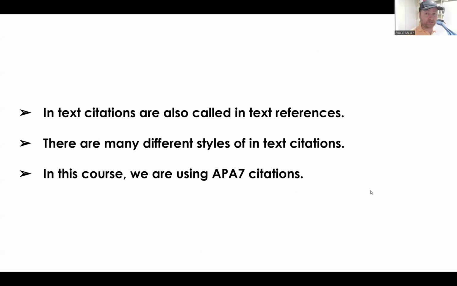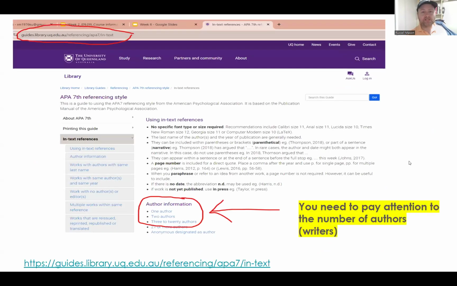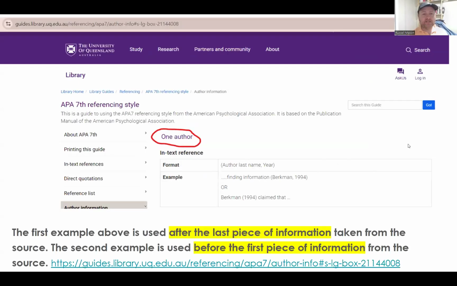In-text citations are also called in-text references. So if I say reference, it's the same thing. And there are many different styles of in-text citations, but in this course, we will use APA 7 citations. So this is the information from the APA 7 website. What you need to do is to find the number of authors in the article. So you look at the top, I will show you this, and you see how many authors or writers there are. If there's one author, two authors, or three or more, there are different conventions or different ways of doing the in-text citations. So let's take a look.